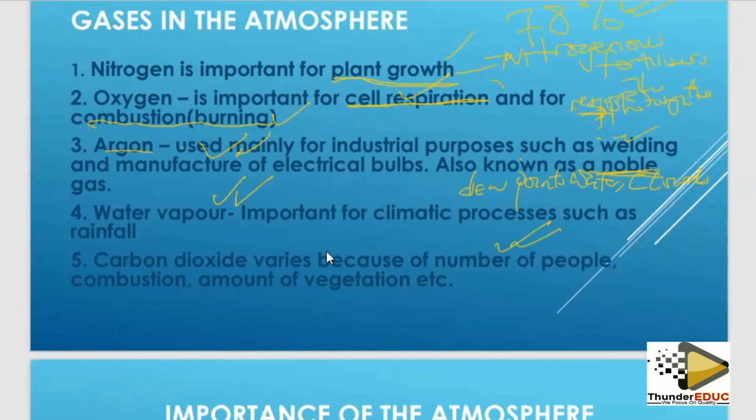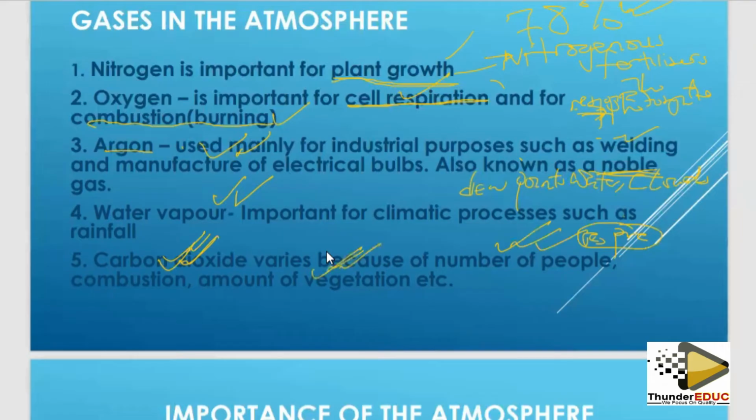Amount of number of people, we said, remember, respiration. People respire. As they do respiration, they release carbon dioxide, which means in areas which are highly populated, the concentration of carbon dioxide will be higher. And combustion, the burning process, where there is high levels of burning, like in the industries, and where there is high traffic volume, you also tend to find that the concentration of carbon dioxide will be higher.